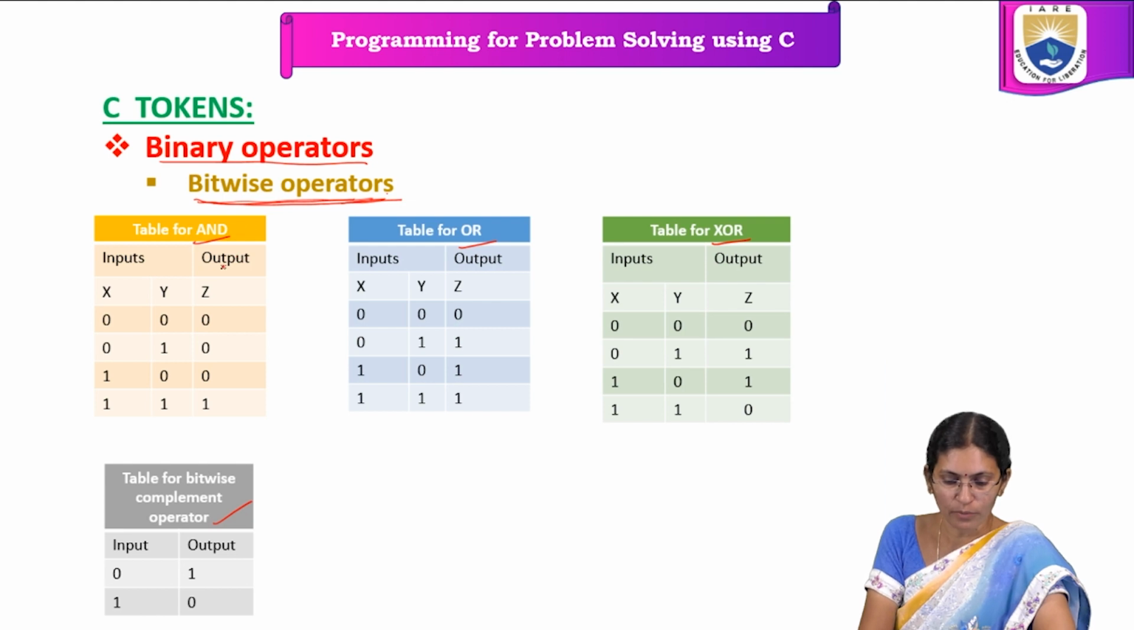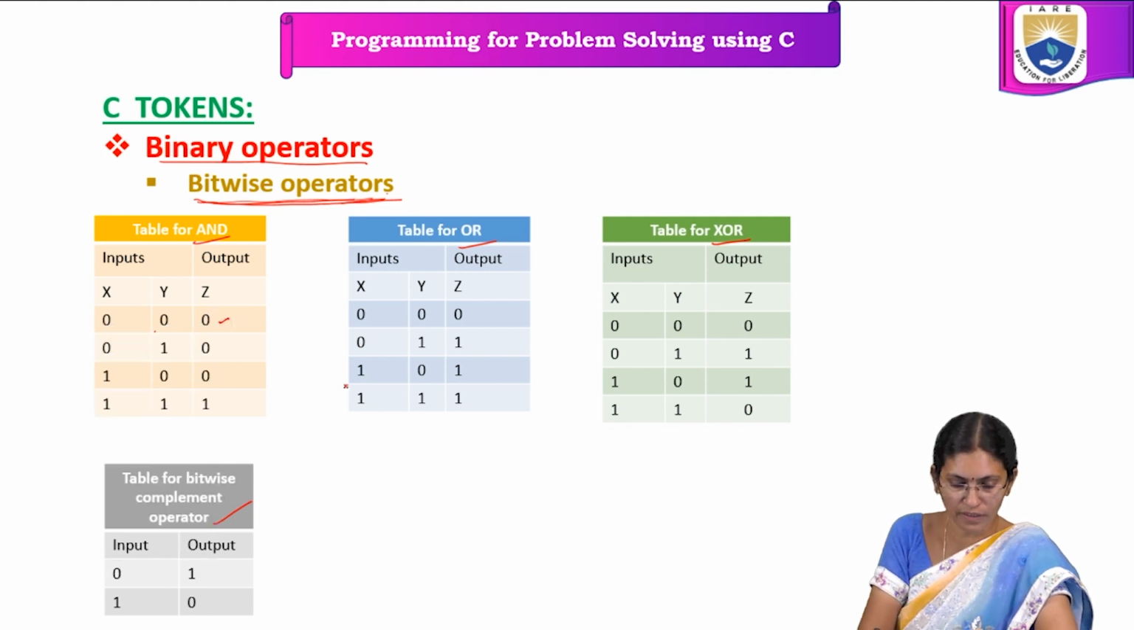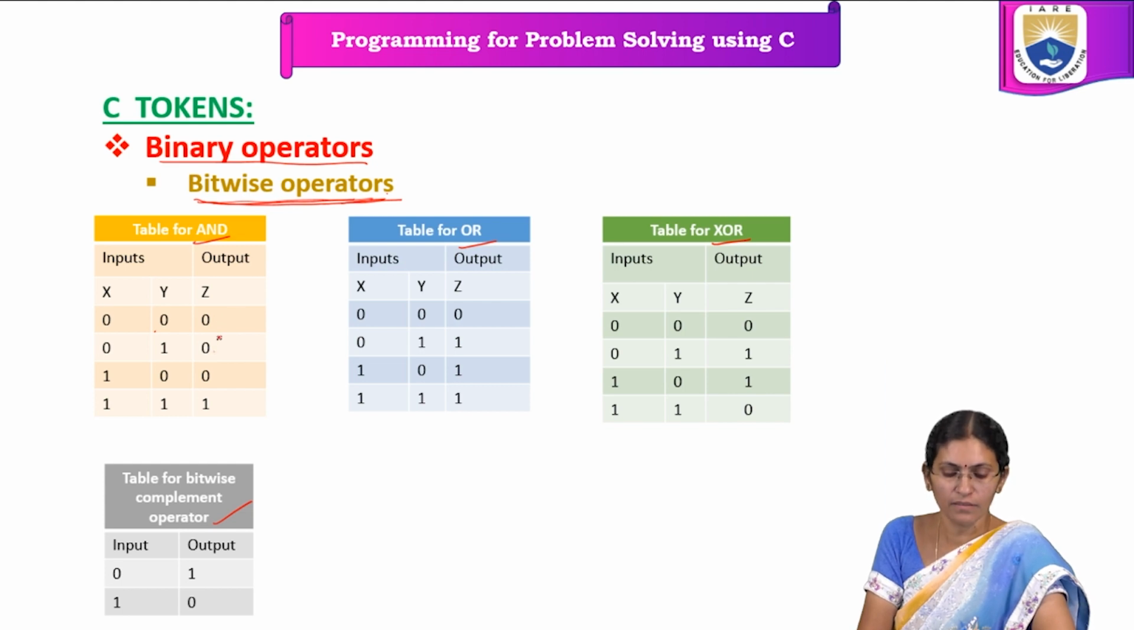For the bitwise AND operator, if the two bits are 0, then the output will be 0. If one of the bits is 0 and the other bit is 1, then the resultant bit will be 0. So this behaves the same as the logical AND operator. So 1 and 0 will be 0, and 1 and 1 will be 1.